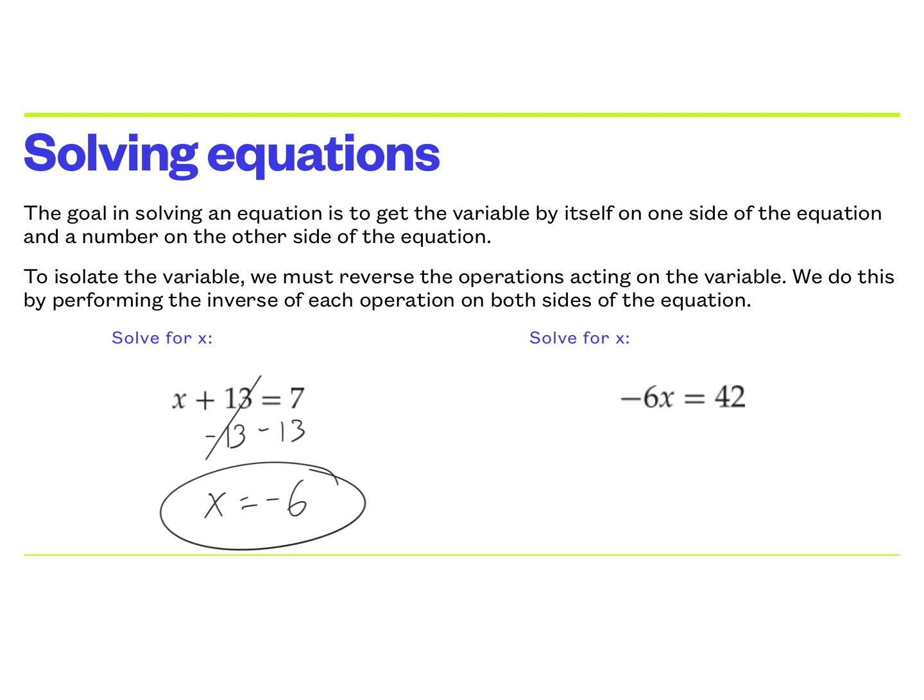Now, for the second one, we have negative 6x is equal to 42. Now, we have a multiplication, so we use the inverse operation, which is a division. So we go ahead and divide by negative 6 on both sides. And when we do that, we get that x is equal to negative 7.